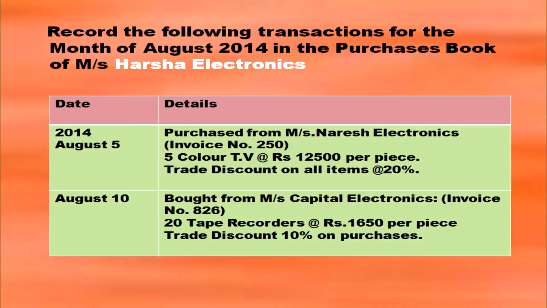Record the following transactions for the month of August 2014 in the purchases book of Messrs. Harsha Electronics. 2014 August 5th, purchase from Messrs. Naresh Electronics 5 color TV at Rs 12,500 per piece. Trade discount on all items at 20%. On August 10th, bought from Messrs. Capital Electronics 20 tape recorders at Rs 1,650 per piece. Trade discount 10% on purchase.